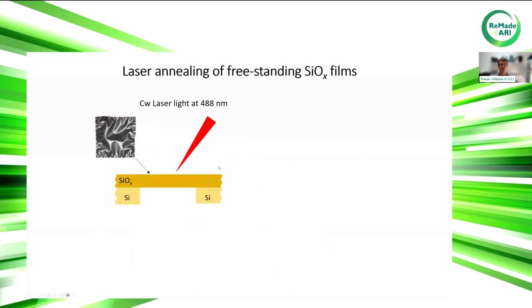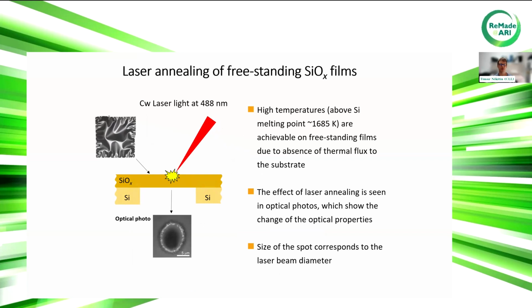The advantage of making freestanding films is that we can perform laser annealing of our film, and this was done inside the Raman microscope. When there is no flux of heat to the substrate, we were producing these laser annealed areas. In this case, it was a desirable effect, so we used quite high power.